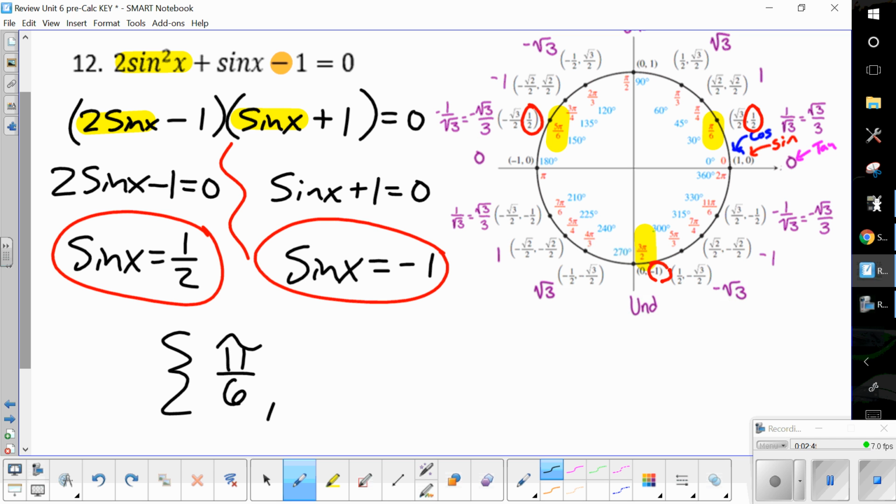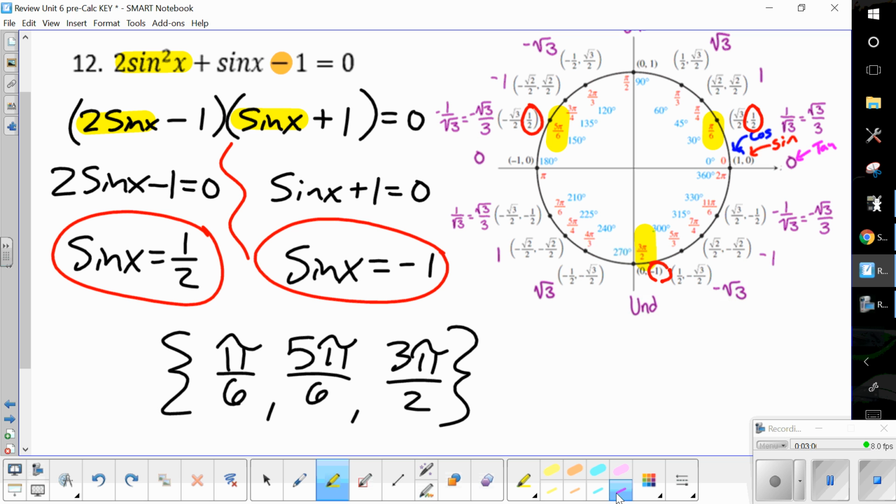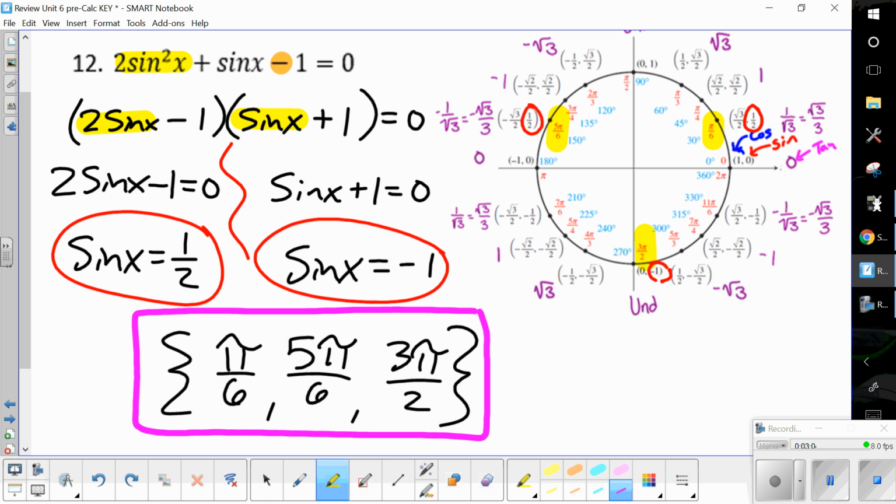Pi/6, 5pi/6, and 3pi/2. And again, these can technically be in any order, but I like to put them in proper order, as if I'm starting from 0 and going around one lap around the unit circle towards 2 pi.